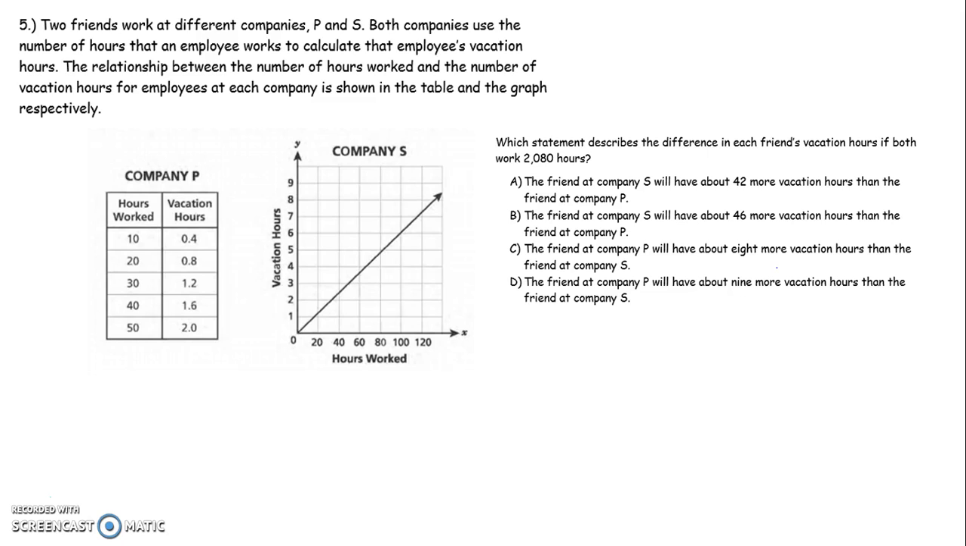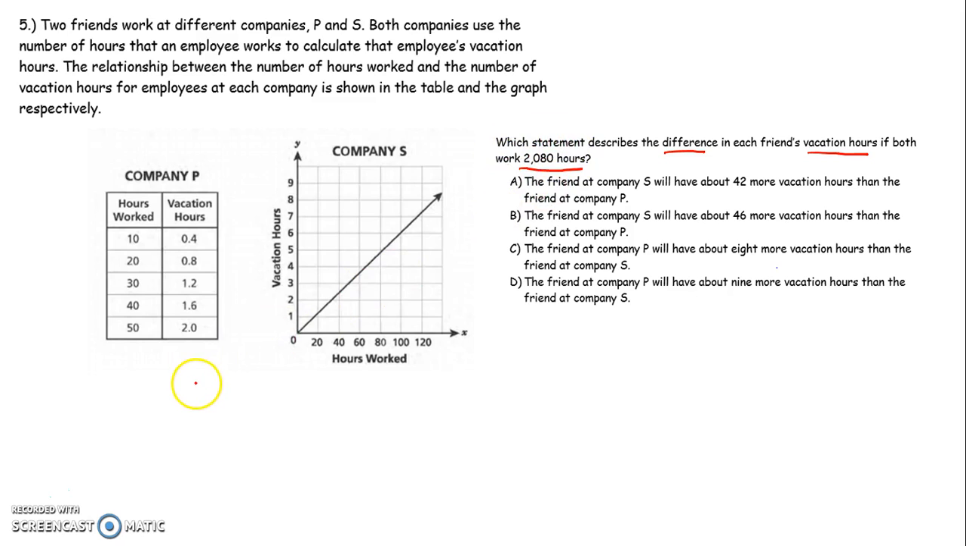Okay. The relationship between the number of hours worked and the number of vacation hours an employee has earned at each company is shown in the table and the graph respectively. Okay. Which statement describes the difference in each friend's vacation hours if both have worked 2,800 hours?